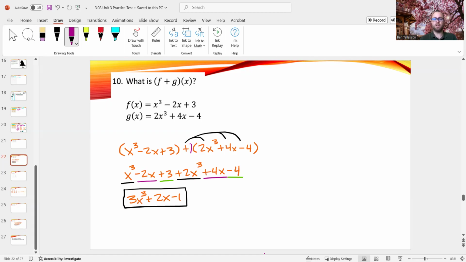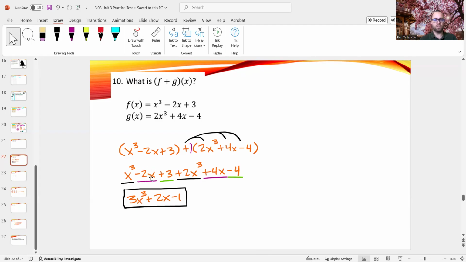I color coordinated here. You can color coordinate as you go through these, or you can draw different types of lines. I'll show you what I mean in a moment. What you want to do here is go down the list and look, okay, at x cubed, underline with black. Let's look for any other x cubed terms. There's one, underline in black, that's it. So add them. 1 plus 2 is 3. X cubed is there to stay.